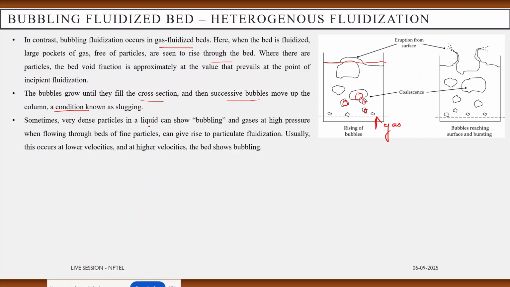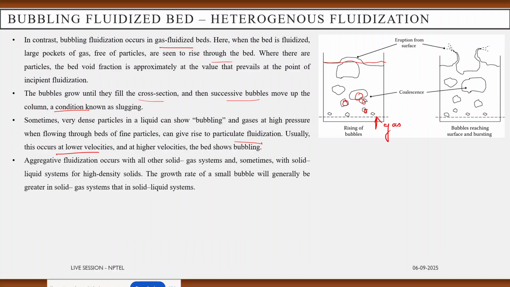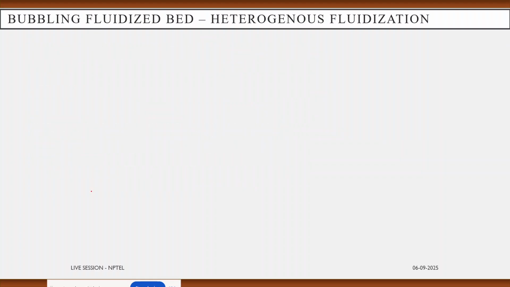Sometimes very dense particles in the liquid can show bubbling, and gases at high pressure flowing through beds of fine particles can also sometimes give rise to particulate fluidization. Usually this occurs at a very low velocity, and at very high velocity the bed shows bubbling. This aggregative fluidization occurs with all solid gas systems, and sometimes with solid liquid systems, but only for very high density solids. The growth rate of the smaller bubbles will generally be greater in the gas solid system than in the solid liquid system.